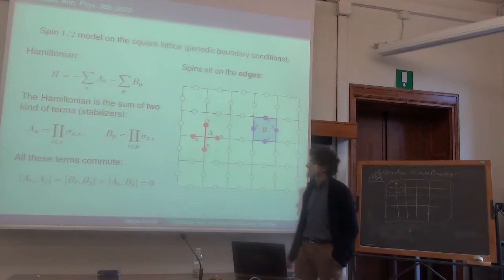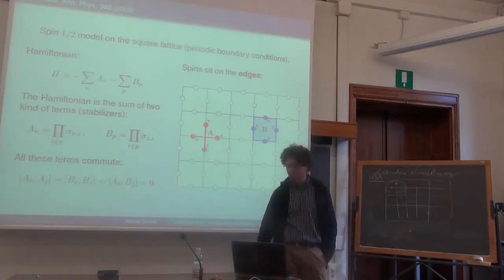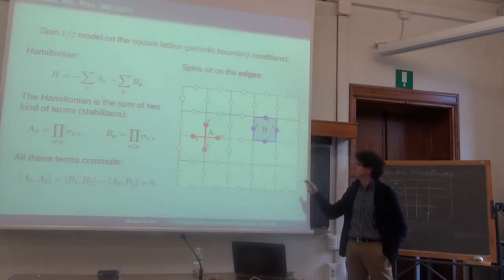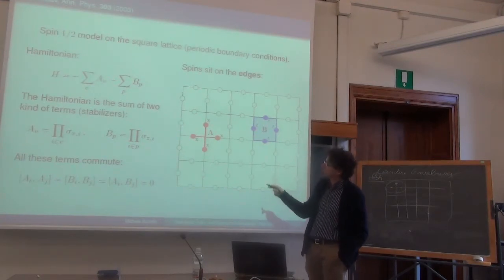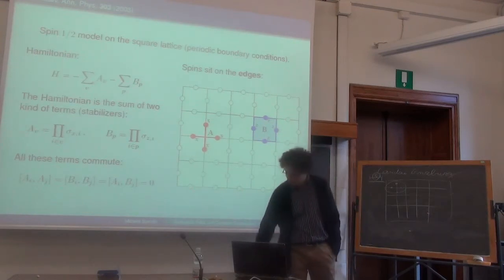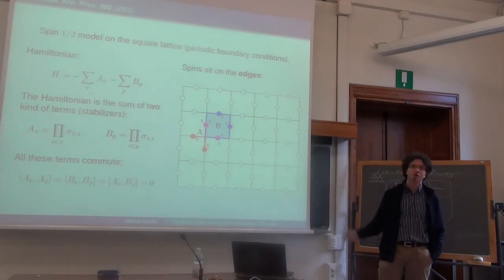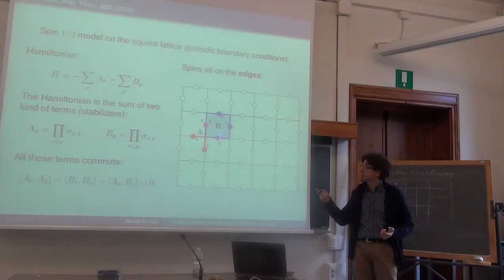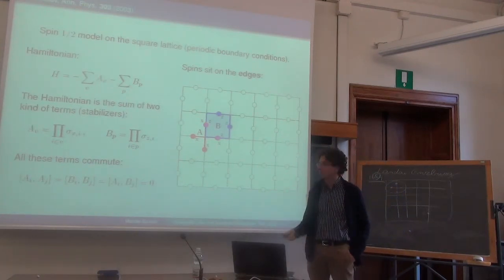The important thing about these terms is that all of them commute. That's because if they are far enough, you see that they have no spin in common, so all the single operators that compose these A and B operators commute with each other. And if instead they become close to each other, I have an even number of crossings essentially. So if you calculate the commutator, you have 2 different anti-commutations, 2 minus 1 signs, which simplify, and you obtain that A and B commute.